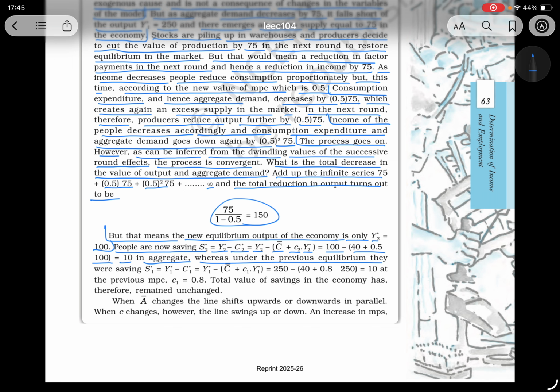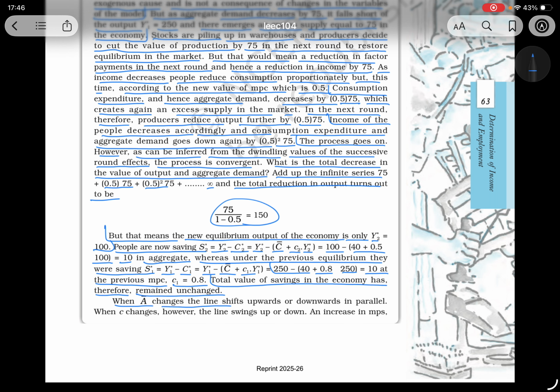Whereas under the previous equilibrium they had savings S1* = Y1* minus C1* = Y1* minus (C' plus C1 × Y1*) = 250 minus (40 plus 0.8 × 250) = 10 at the previous MPC, C1 equals 0.8. The total value of savings in the economy has therefore remained unchanged.